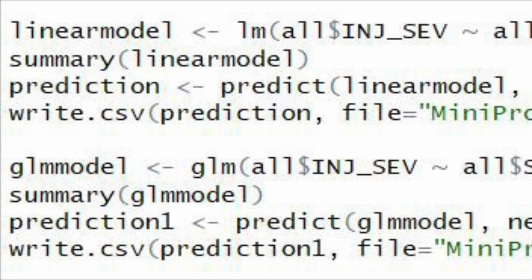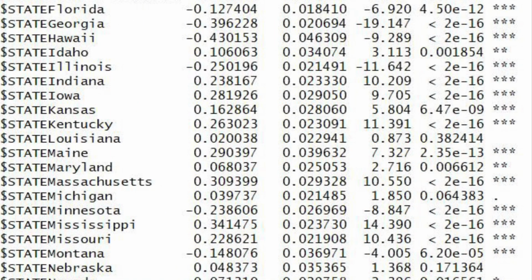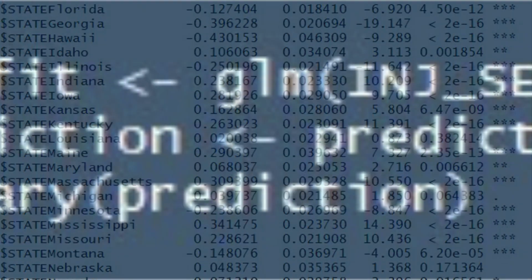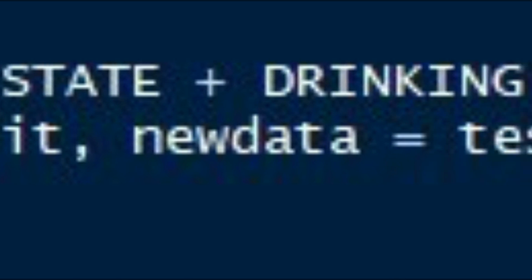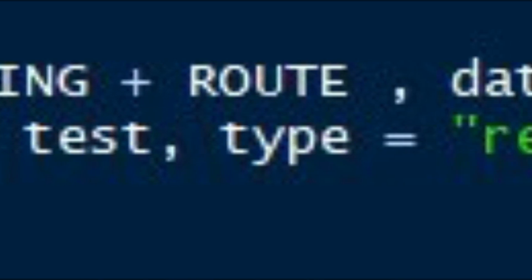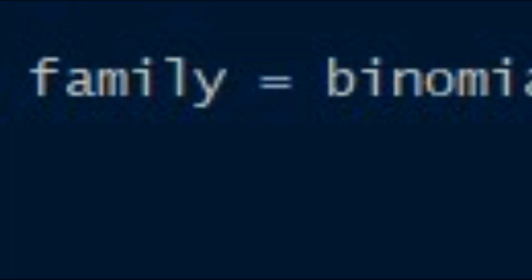For our project, we decided to use a GLM to calculate our final predictions. While we did create a good linear model, it did not perform as well as our GLM when it came to our cross-validations. For our GLM and linear model, we used the variables sex, route, state, and drinking from the years 2001 to 2008 because they were found to be highly significant.